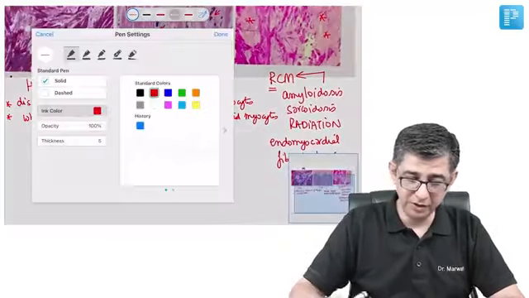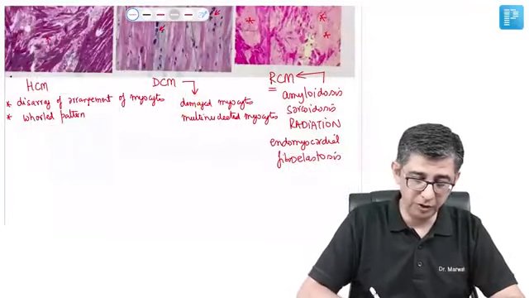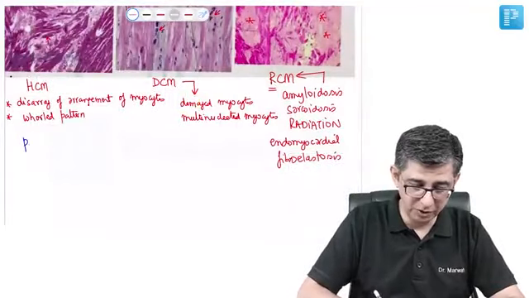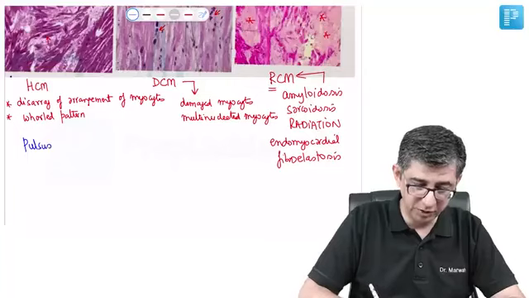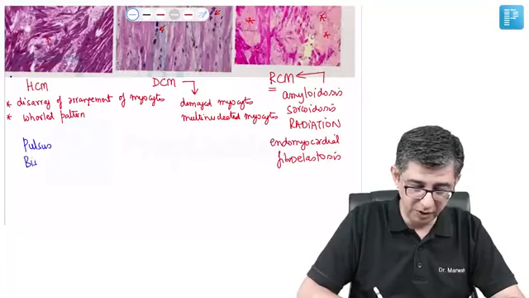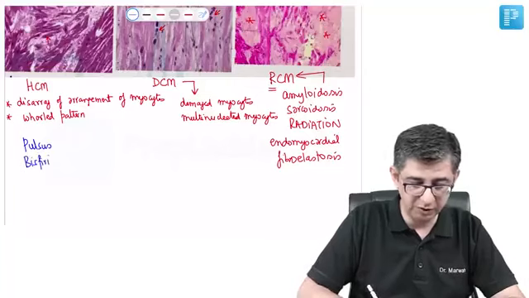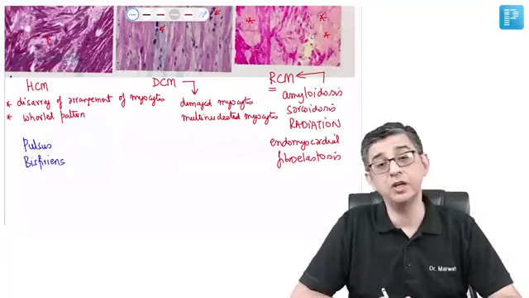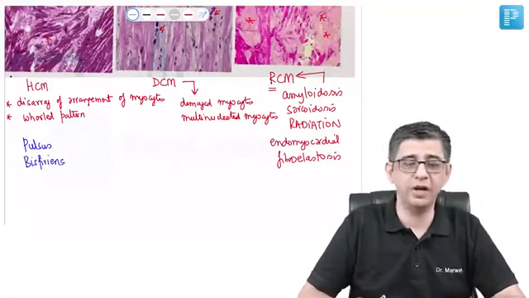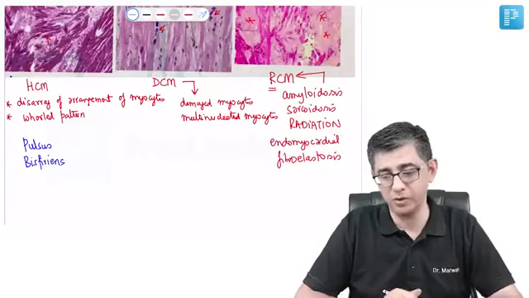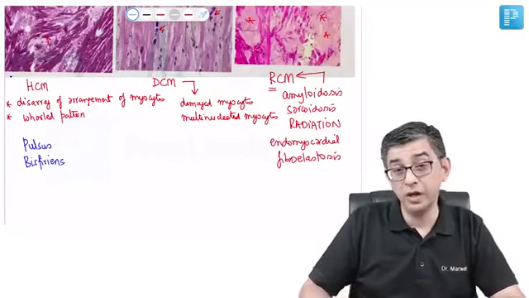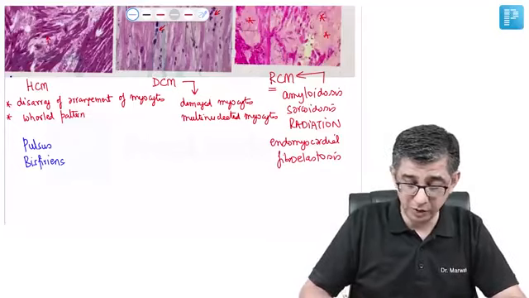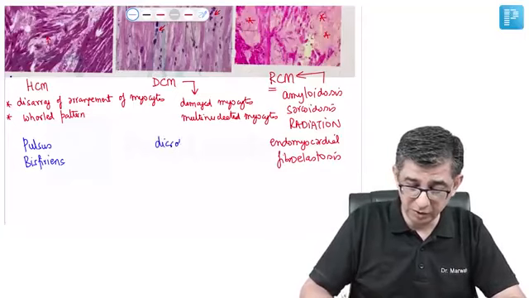Then, as far as the findings are concerned for hypertrophic cardiomyopathy, I've already told you that the special pulse that might be written in the question would be pulsus bisferiens. This would be a jerky pulse, as I've explained. This jerk comes because of a dynamic left ventricular outflow tract obstruction. In contrast, for dilated cardiomyopathy, the special pulse that would be mentioned is dicrotic pulse.